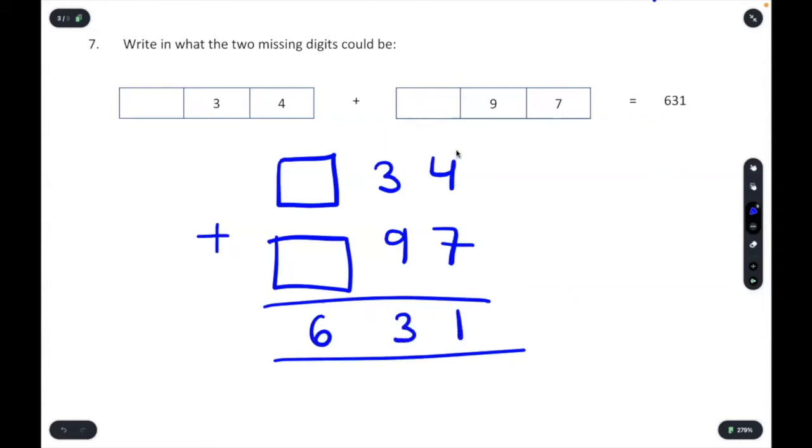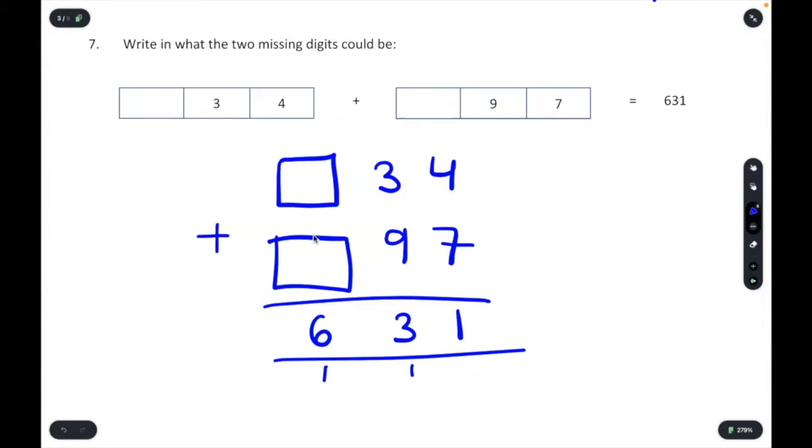Now, if we do this in a column addition style, 4 add 7 is 11. So you've got 1 extra 1. 9 add 1 is 10, add 3 is 13, so that's where this 3 comes from, but we've got the extra 1. Now, 1 add these 2 mystery digits adds up to 6, which means that if we take this 1 off the 6, these 2 mystery digits must therefore add to 5.